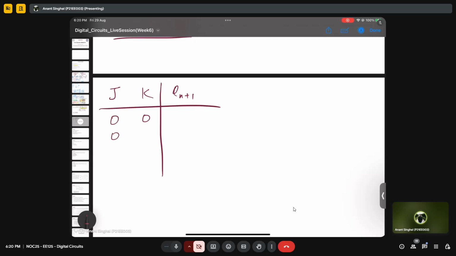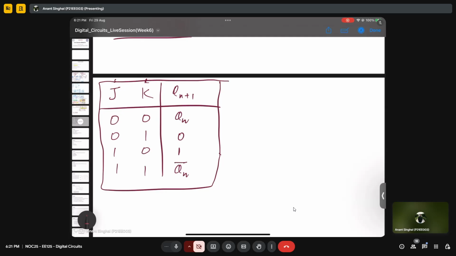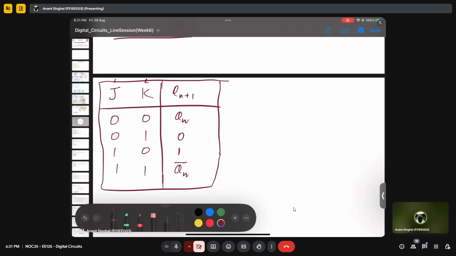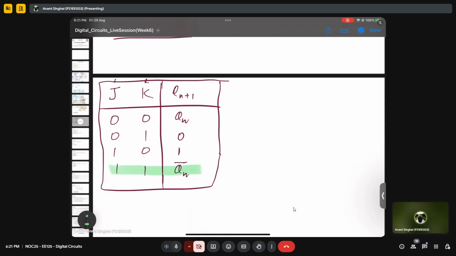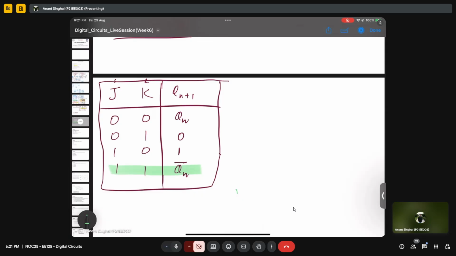So again we can have 0 0, 0 1, 1 0, 1 1. As was the case in SR, the Qn plus 1 is Qn only, 0 1 is again 0 only, so it is like a SR. So when reset is 1, it is getting reset, and in the 1 1 case what happens is it makes it the complement of the output. So this is the core difference between a SR and a JK flip-flop, that for the 1-1 condition also we have a complementary output which is Qn bar. So again, using this information, we can make the excitation table as well as the characteristic table. So this is the truth table.